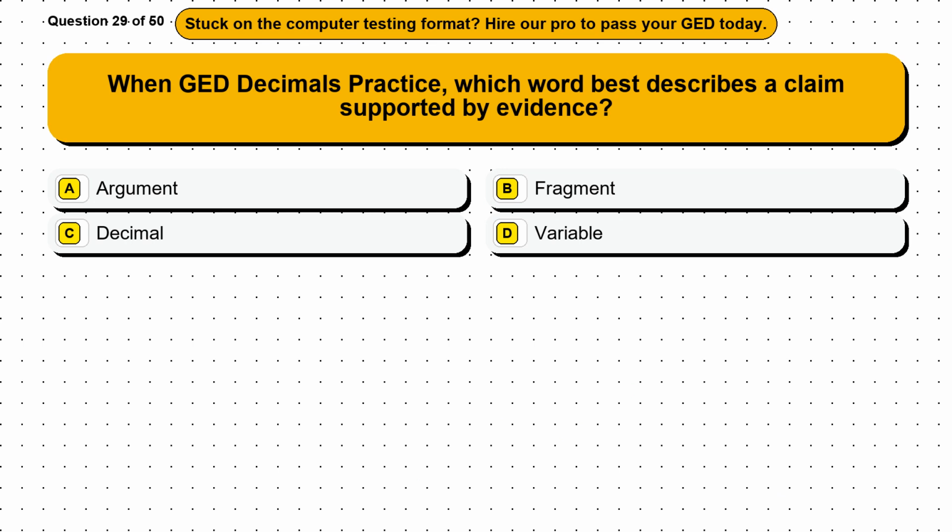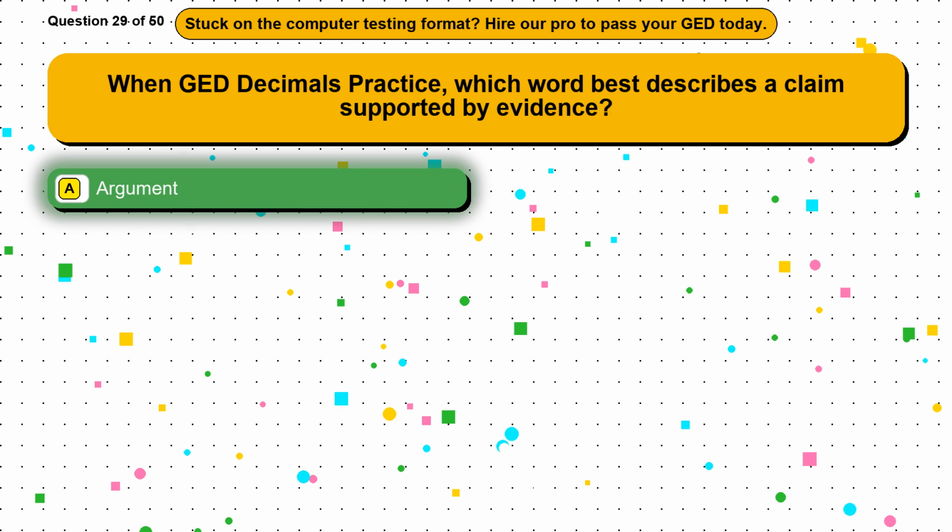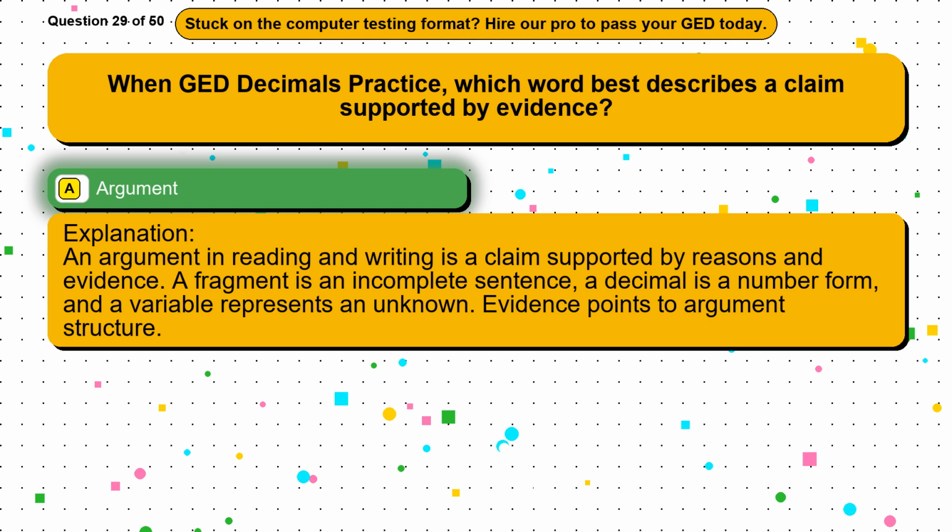Question 29. When GED Decimals Practice, which word best describes a claim supported by evidence? Option A argument. Option B fragment. Option C decimal. Option D variable. The correct answer is option A. Argument. An argument in reading and writing is a claim supported by reasons and evidence. A fragment is an incomplete sentence, a decimal is a number form, and a variable represents an unknown. Evidence points to argument structure.